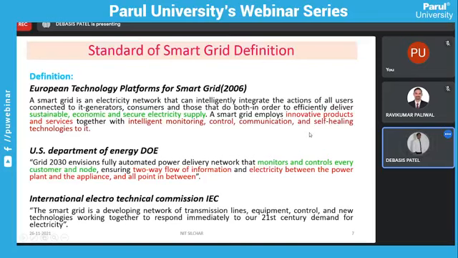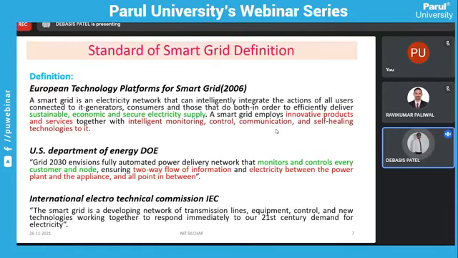It means you have to develop a grid with innovative products and services, and at the same time it should be able to transfer sustainable, economic, and secure electric supply with intelligent monitoring, control, communication, and self-healing technology, right? So it is defined that you have to transfer the electricity in such a manner that it is sustainable, economical, and secure, providing intelligent monitoring, control, communication, and self-healing, right?